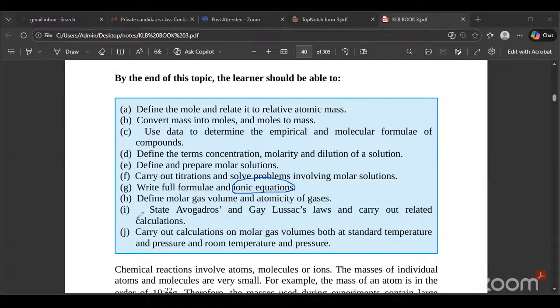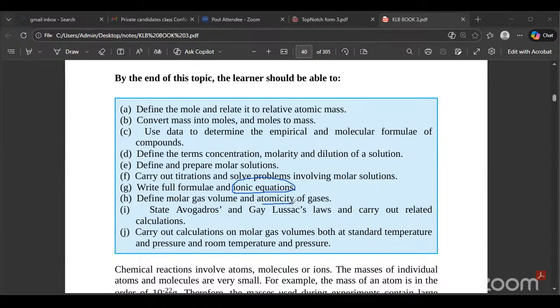Now, after that, we go to defining molar gas volume and atomicity of gases. Now, atomicity of gases, we mentioned it somewhere else. It has been done in another class. I don't know if we have done that topic yet, but it will be mentioned again in another class. So again, it is very, very important for us to know the meaning of atomicity. I think we did the atomicity of acids and bases somewhere. So it is the same thing. We will be just touching on something small. We are just changing a very small bit of it.